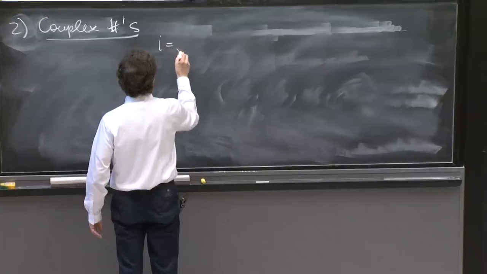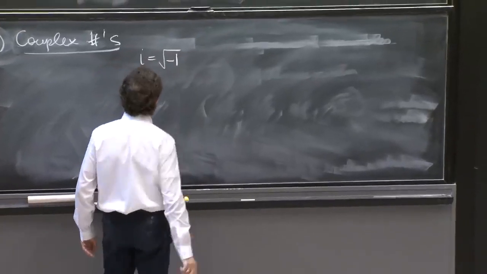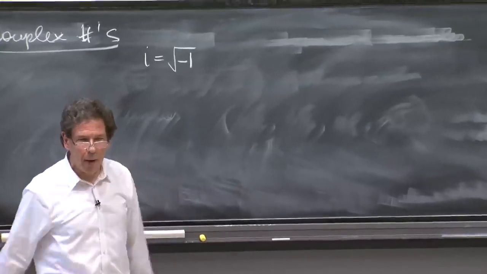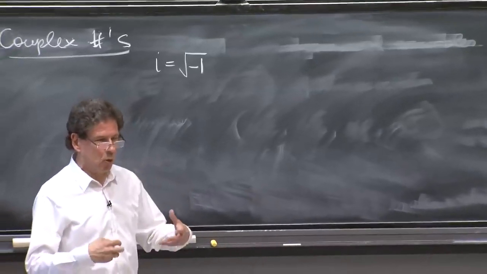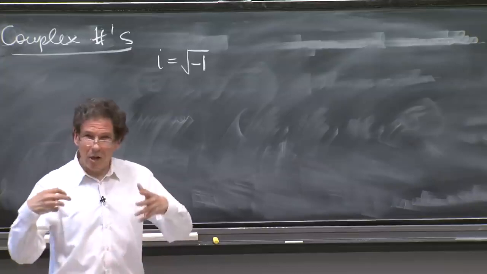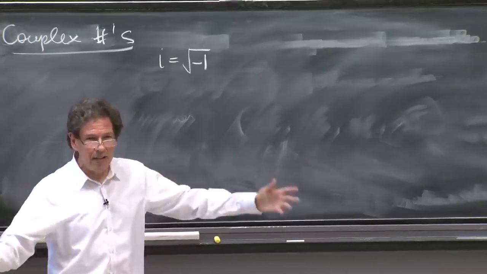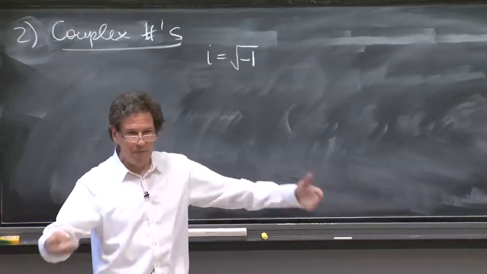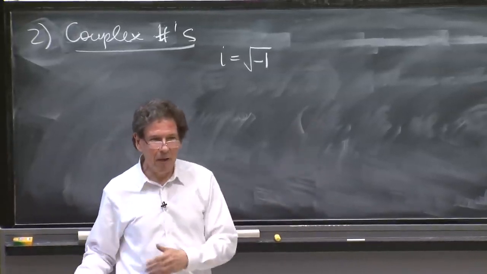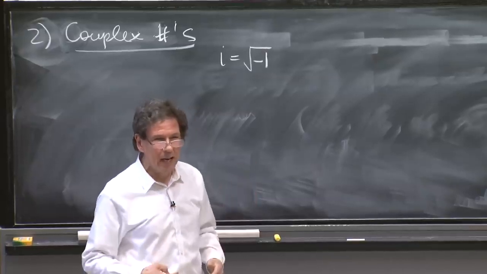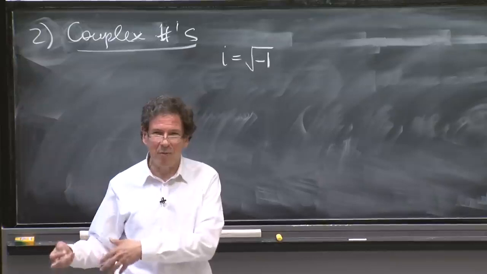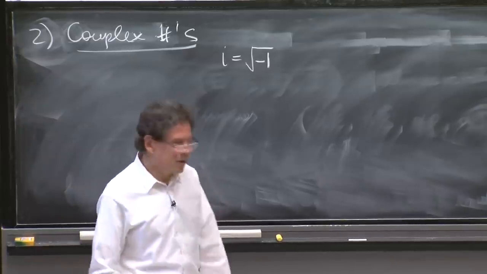So i, the square root of -1, was invented by people in order to solve equations, equations like x squared equals -1. And it so happens that once you invent i, you don't need to invent more numbers, and you can solve every polynomial equation with just i. And the square root of i can be written in terms of i and other numbers.